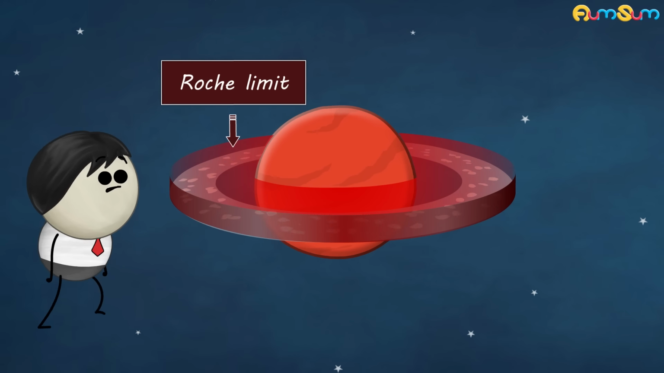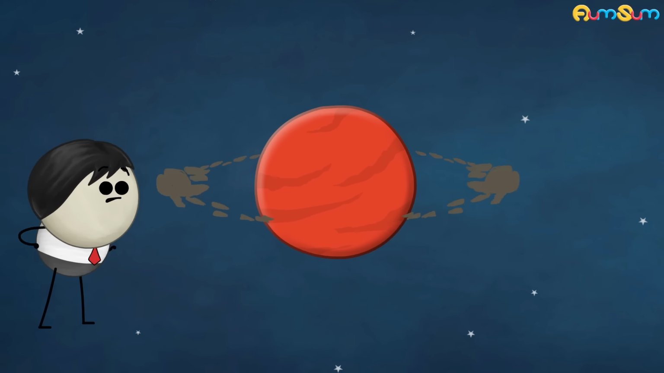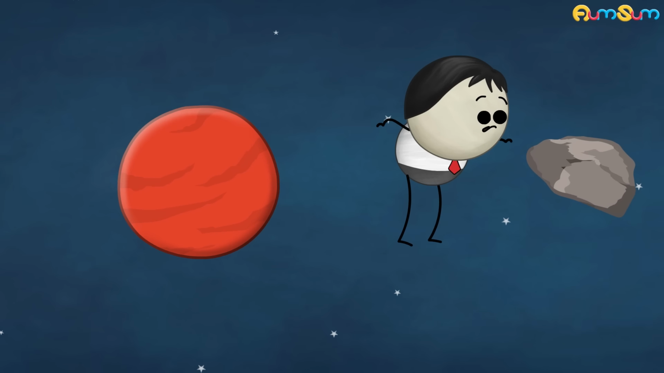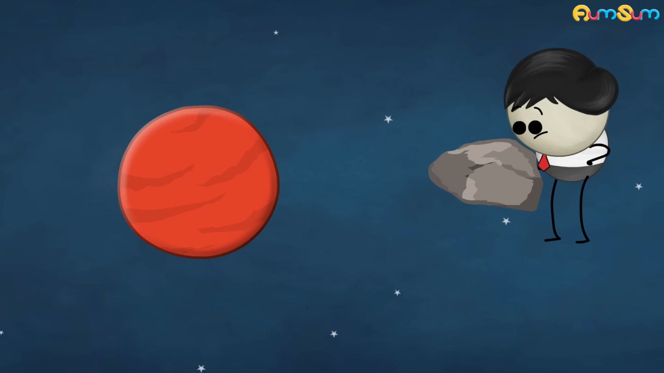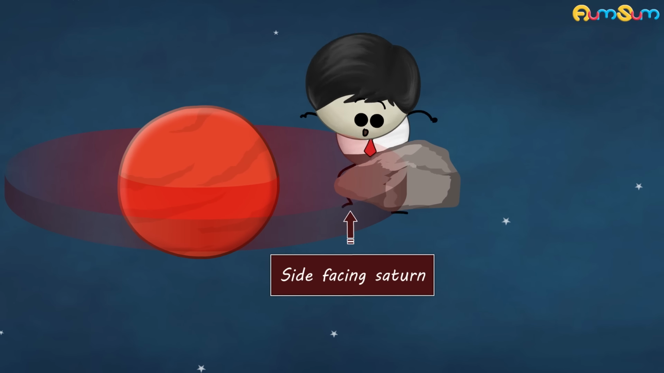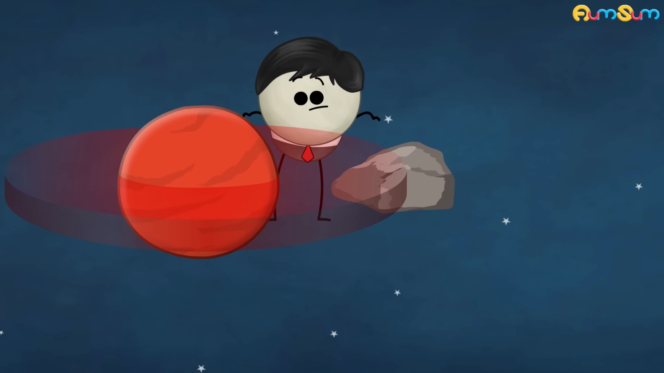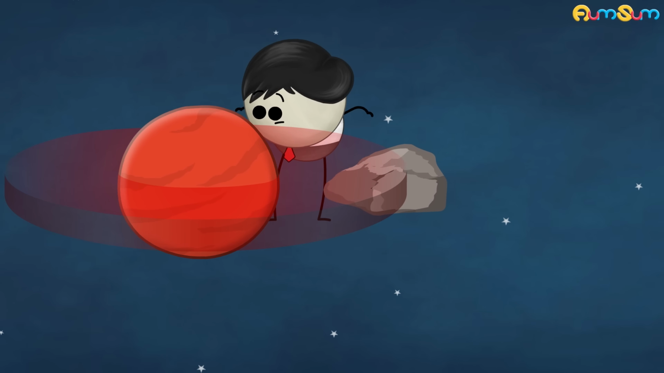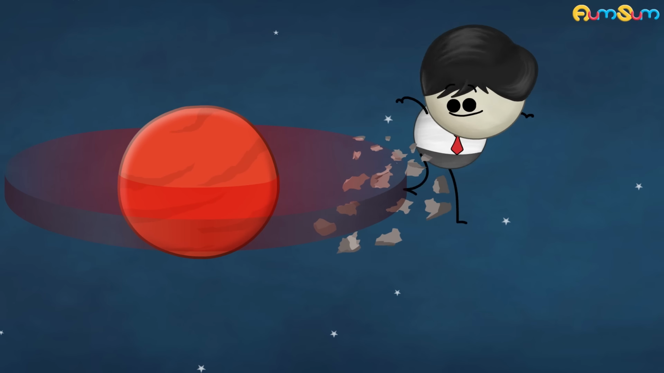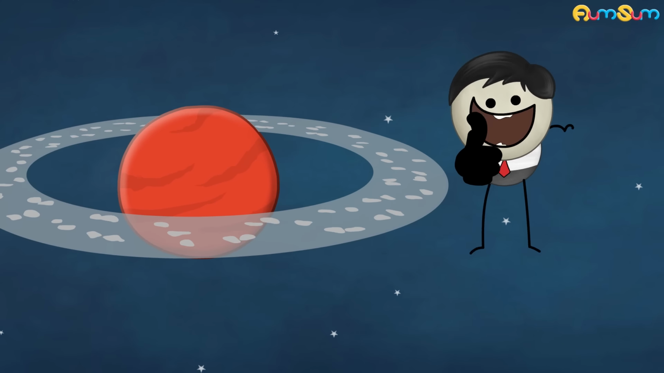Now, based on the Roche limit, one of the prevailing theories is that Saturn's rings are remnants of celestial bodies like a moon or a comet. Billions of years ago, a celestial body may have got too close to Saturn, exceeding the Roche limit. Hence, its side facing the Saturn was pulled more strongly as compared to the side facing away. So, this inconsistent gravitational pull may have ripped apart the celestial body into pieces. Finally, these pieces may have started revolving around Saturn, forming its beautiful rings.